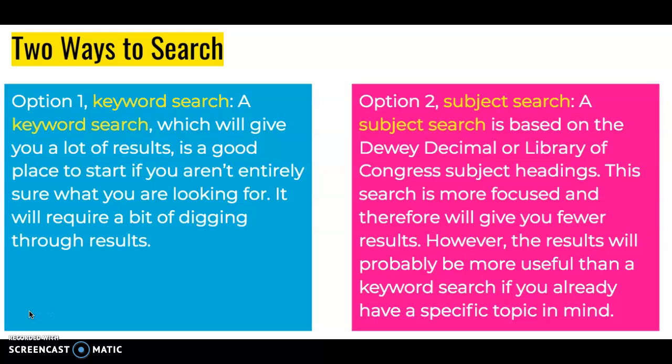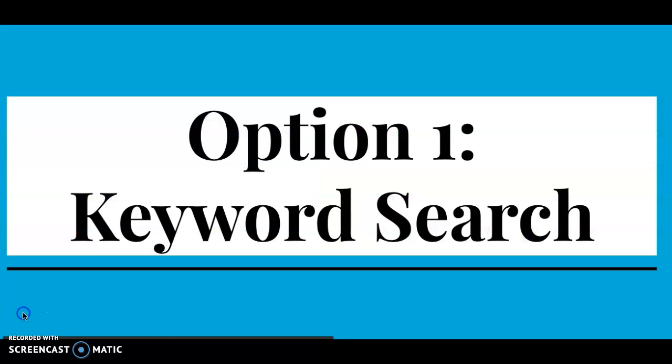Option 2 is a subject search. A subject search is based on the Dewey Decimal or Library of Congress subject headings. This search is more focused and therefore will give you fewer results. However, the results will probably be more useful than a keyword search if you already have a specific topic in mind. Let's start by trying option 1, the keyword search.